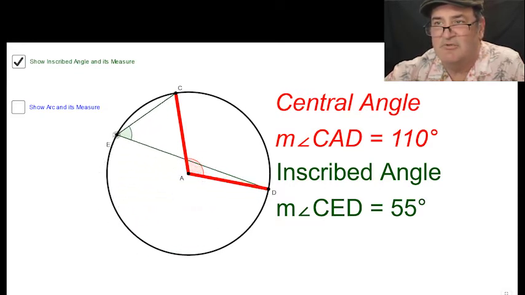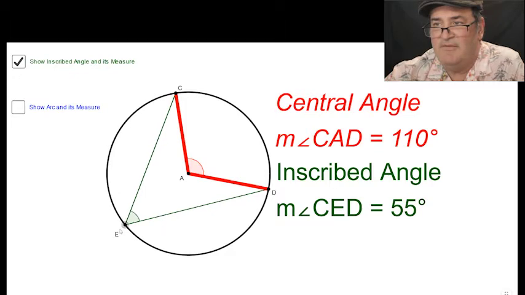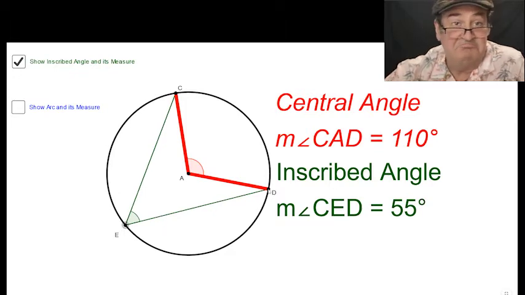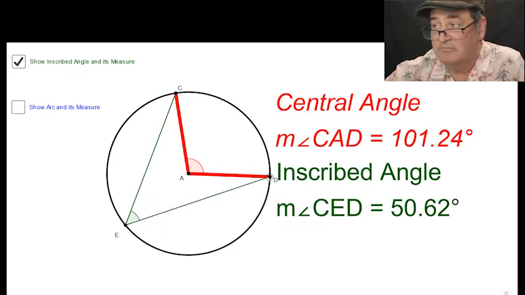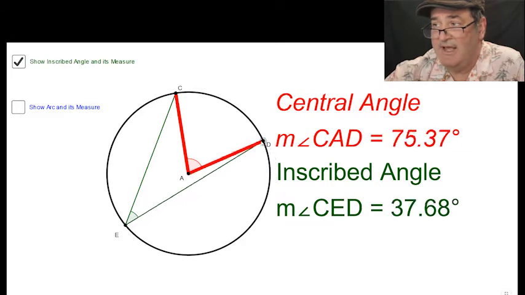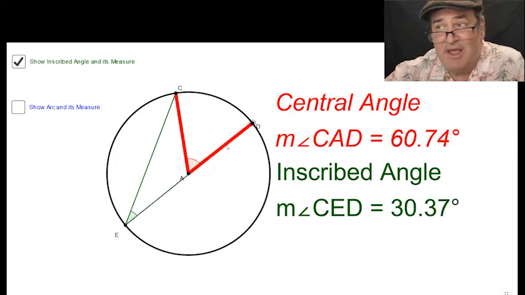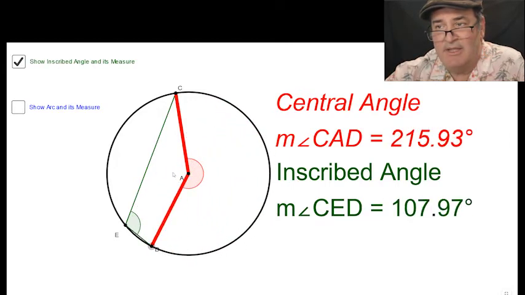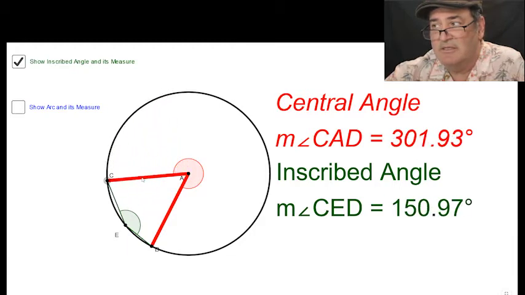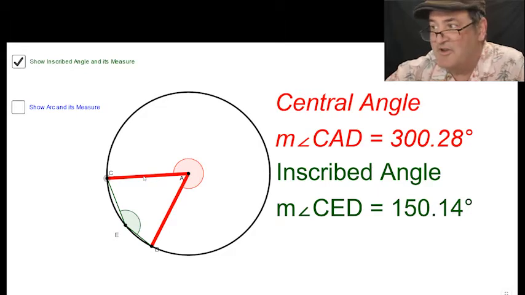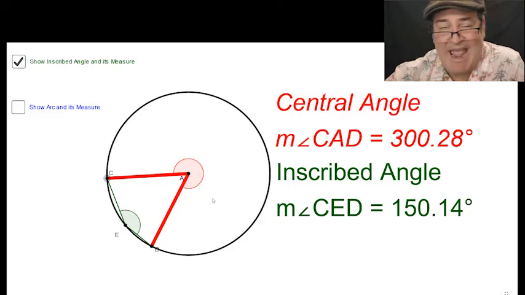Now maybe that's just a coincidence. So let's just leave that one there and change this angle, okay, and see what happens. Oh, look, it's always half. Make this a little bitty angle. Make it 24.48. The inscribed angle is 12.24. It's half. So it doesn't matter how big we make it. Let's make this a really big angle. That's 300. It's over 300, right? 300.28, 150.14. This is a really big angle now, and still it's half of that one.